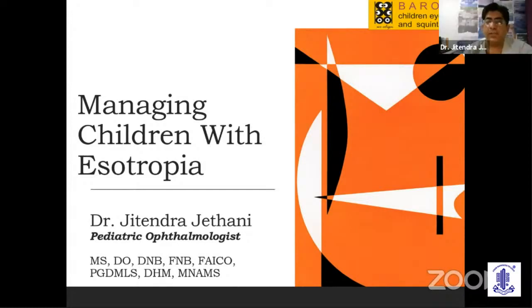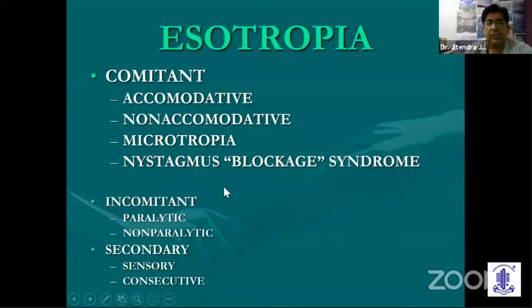So I would give an overview of esotropia. Most of the talk would basically be about comitant esotropia. I won't be covering Duane's, lateral rectus paresis, trauma, and incomitant strabismus. So to begin with, this is the gold standard classification. I have taken it from Van Noorden. Basic divisions are three big divisions, that is comitant, incomitant, and secondary esotropia. And comitant esotropia would be the main focus of our talk.